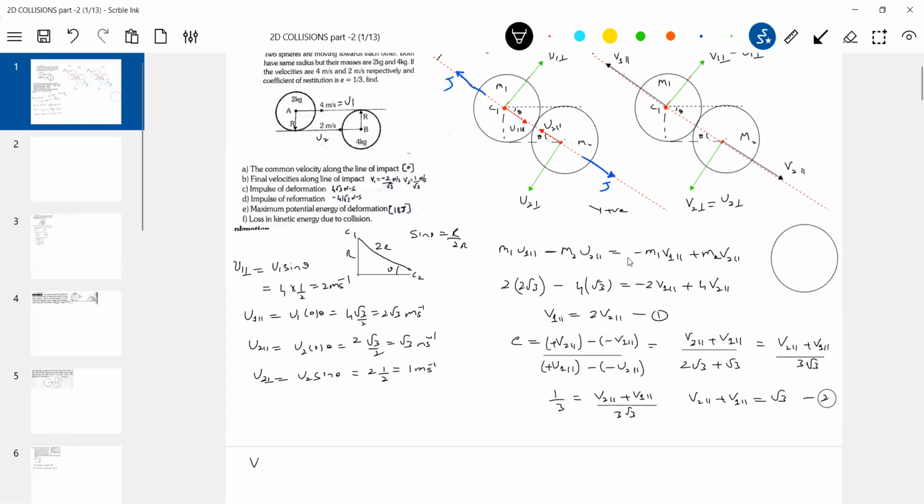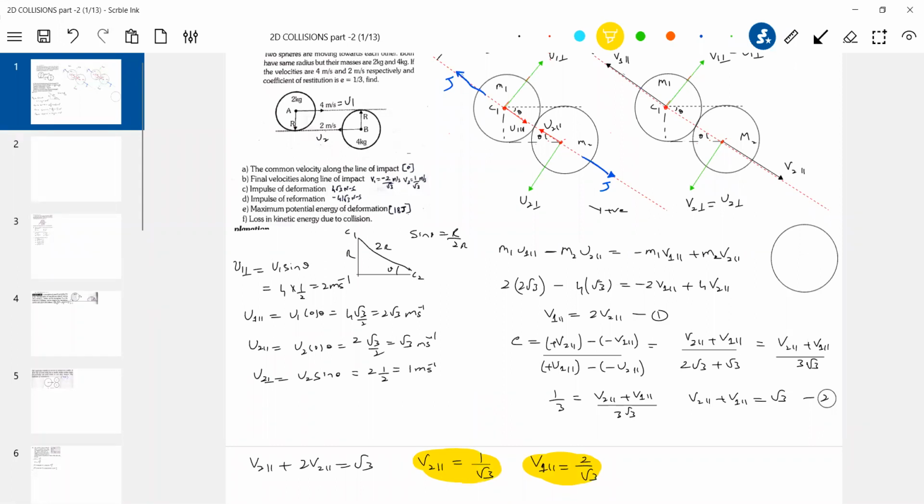V1 parallel equal to 2 V2 parallel, so V2 parallel is equal to 1 by root 3. V2 parallel is 1 by root 3 means V1 parallel should be equal to 2 by root 3. Minus 2 by root 3, sir. Why? What happened? Only magnitude. Correct, sir, correct. Yes, only magnitude I'm finding out.